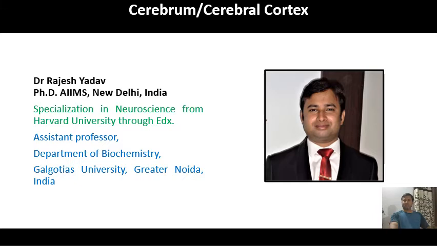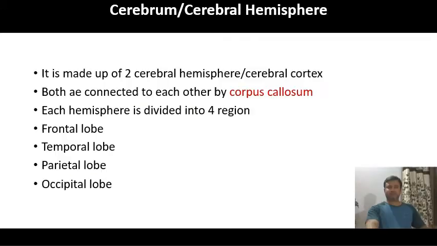So today we will discuss the topic: the cerebrum, or cerebral cortex. The cerebral cortex is made up of two cerebral hemispheres which are connected by a strip called the corpus callosum. Each cerebral hemisphere is divided mainly into four regions: frontal lobe, temporal lobe, parietal lobe, and occipital lobe.